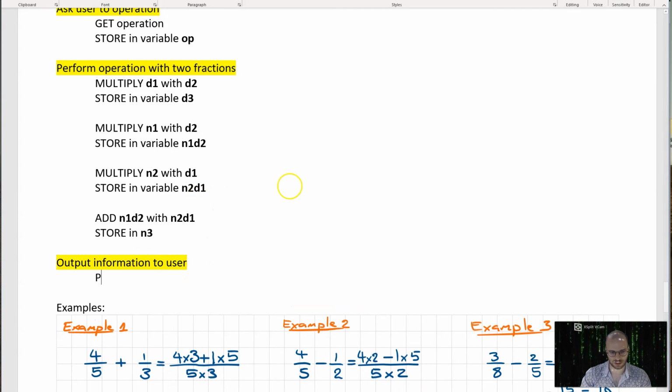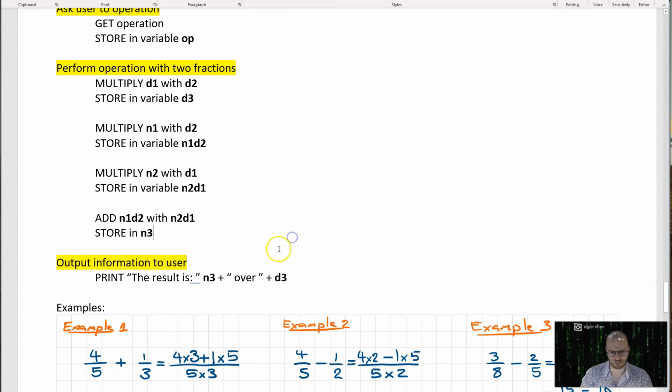So what we can say is print, and we want to print n3 and d3, but in a form that's useful. So also print "the result is", and then we'll say n3 plus over, and then we'll go d3, like so.